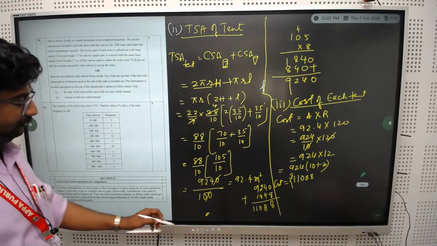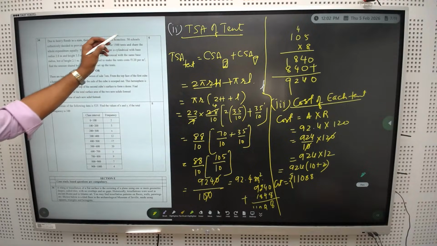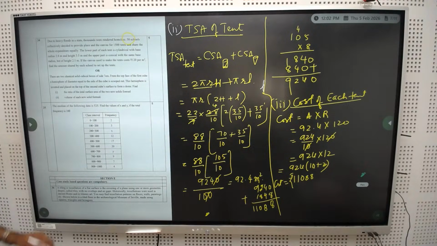Next heading you will write: cost for 50 schools. Cost of 50 schools. 50 schools for 1500 tents. Cost for 50 schools.